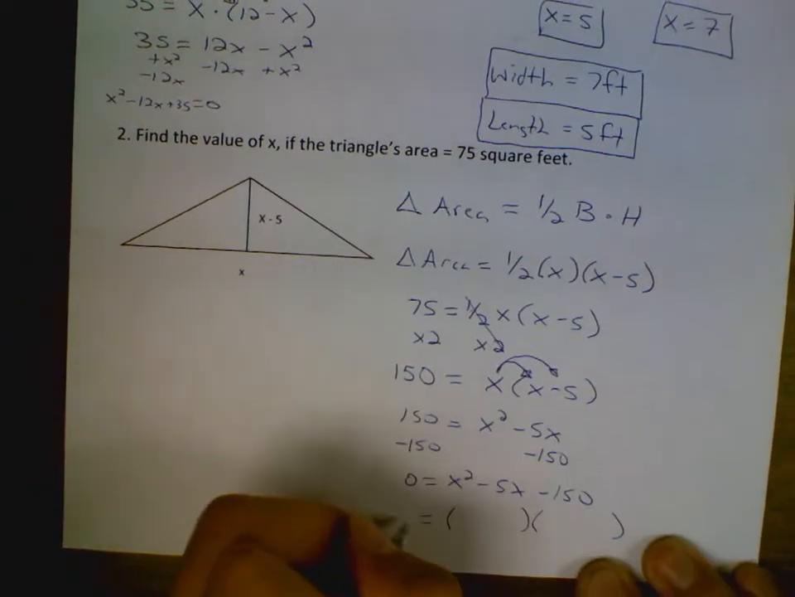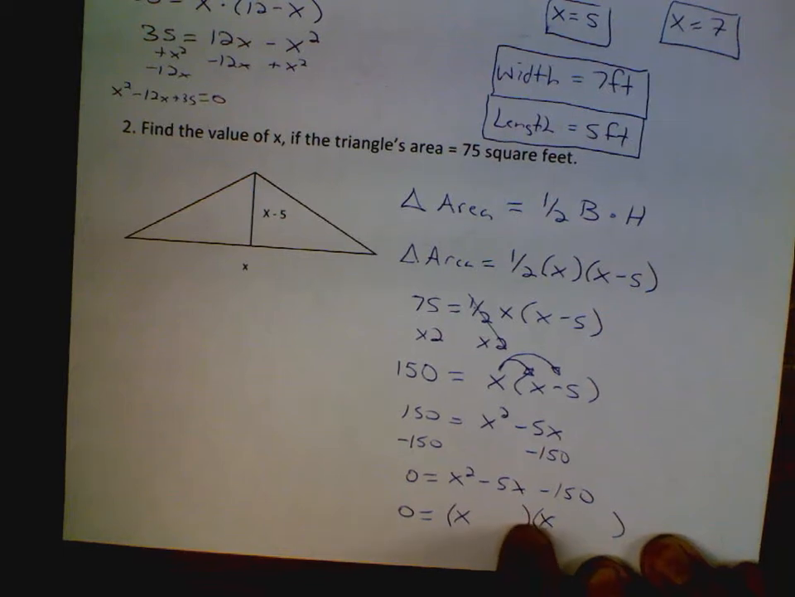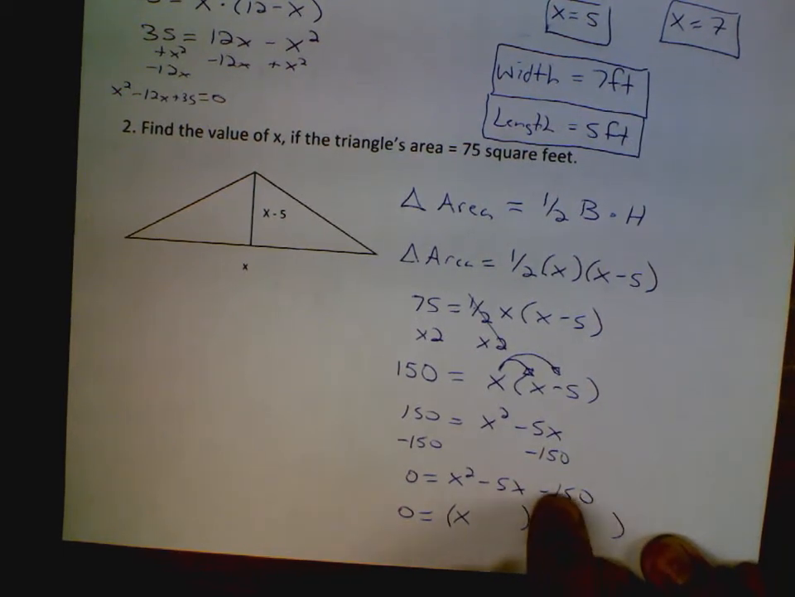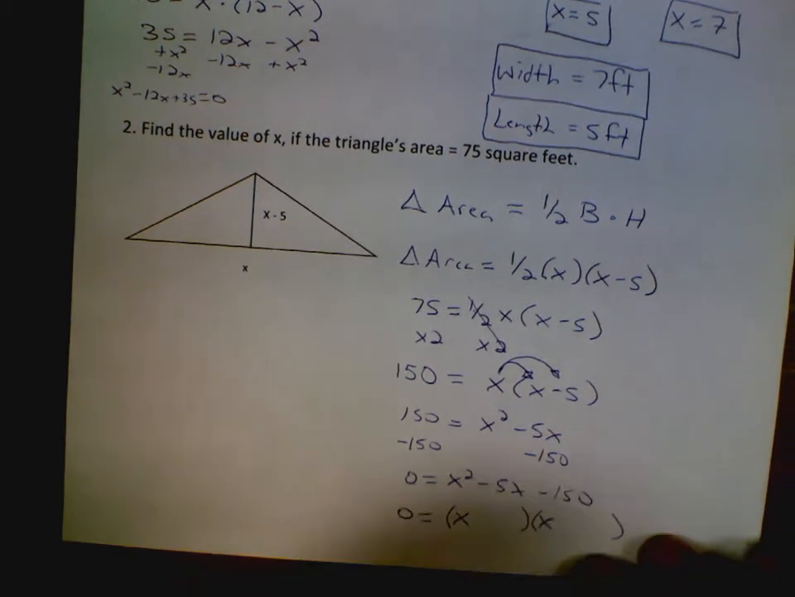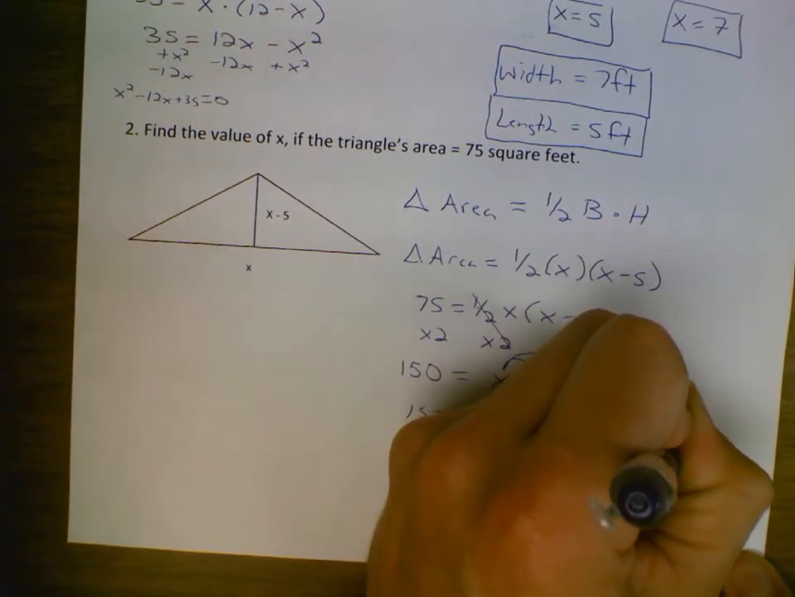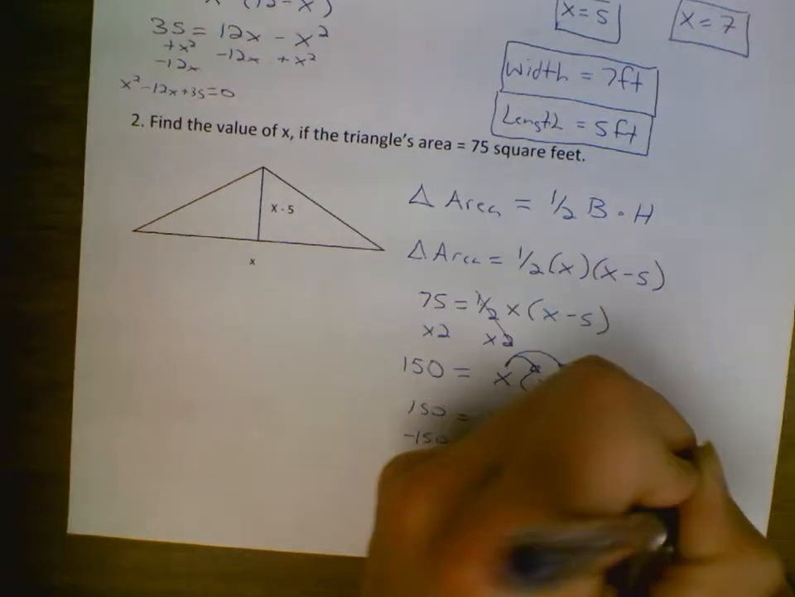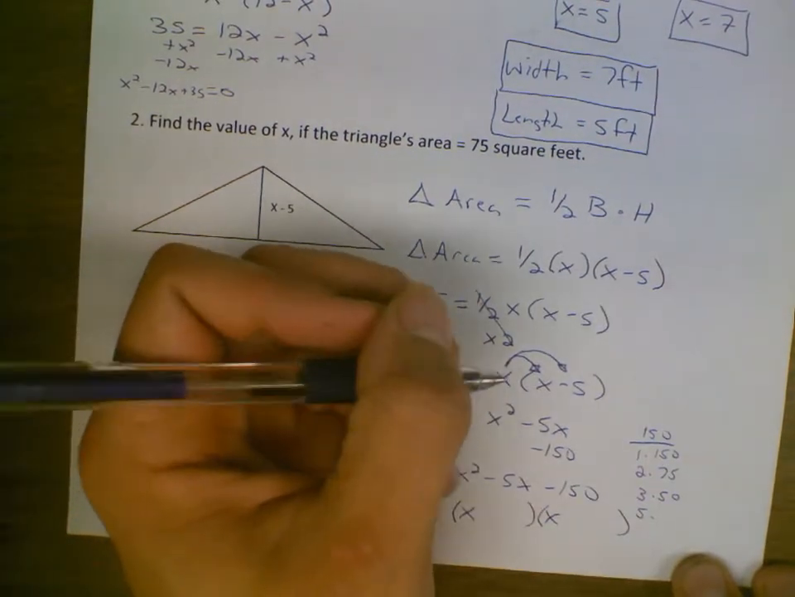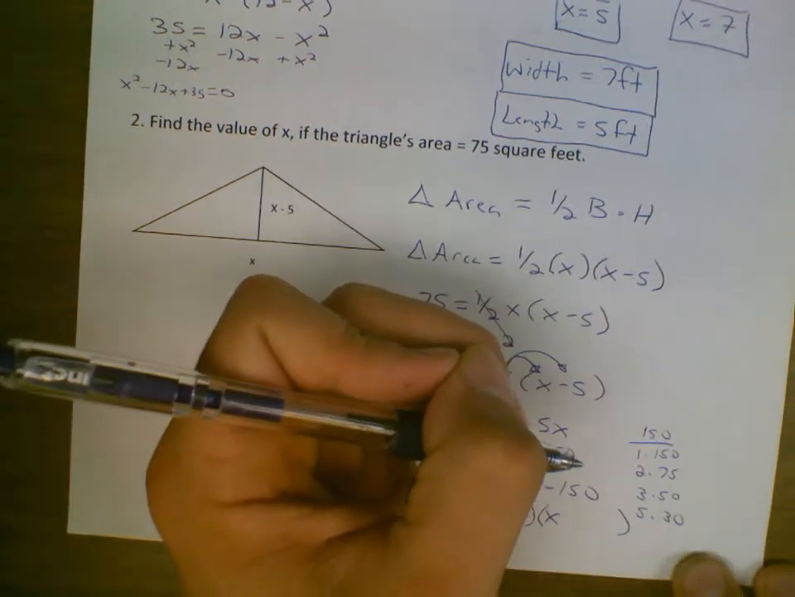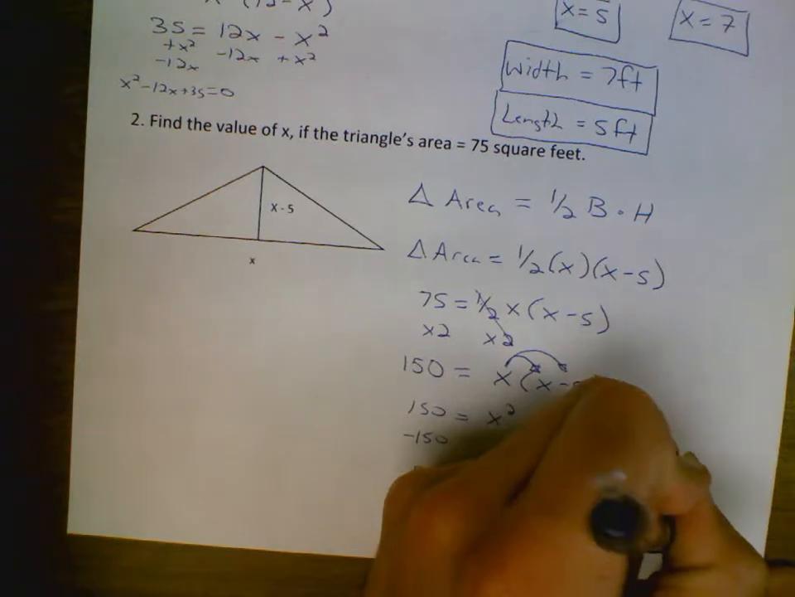So if I factor it, x times x gives me x squared. I need two numbers that multiply to negative 150 and give me negative 5 in the middle. So if I think about 150, well, that's 1 and 150. That's 2 and 75, 3 and 50, 5 and 30. Let's see, what else are there? Oh, 10 and 15 is another one, right?